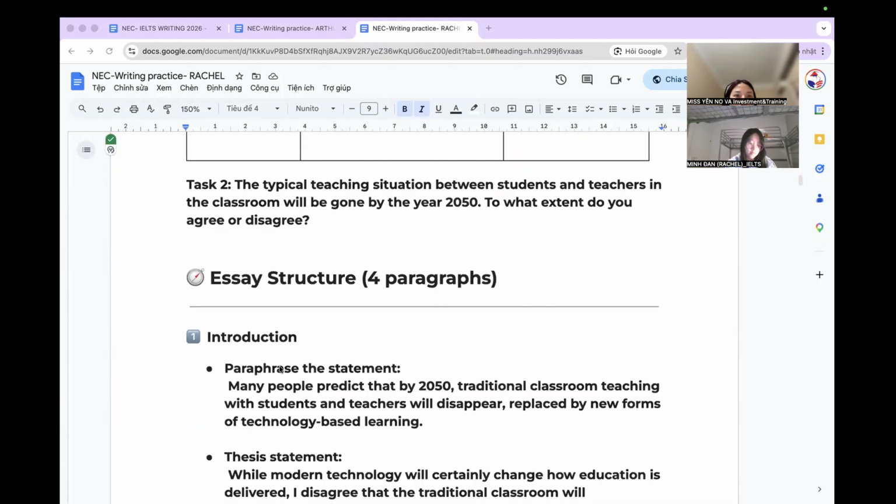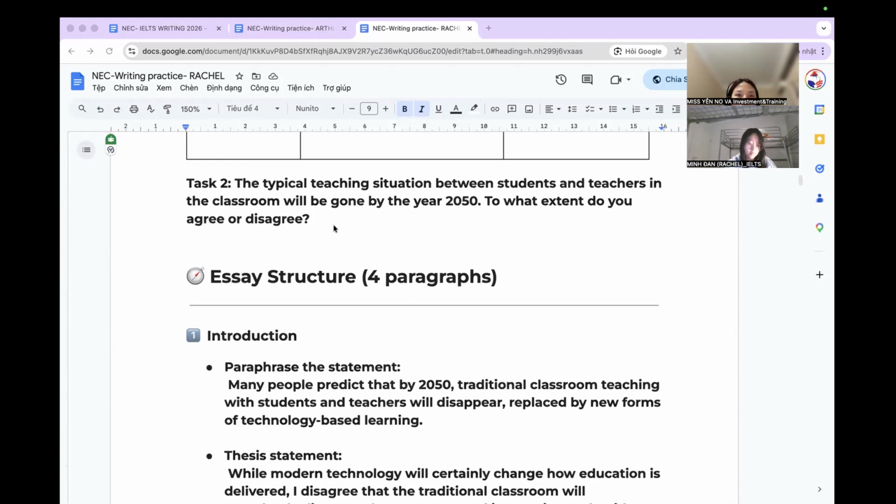The next part that I would like to share with you is this Task 2. The typical teaching situation between student and teacher in the classroom will be gone by the year 2050. To what extent do you agree or disagree? So this topic is about traditional classroom compared to digital classroom in the future.